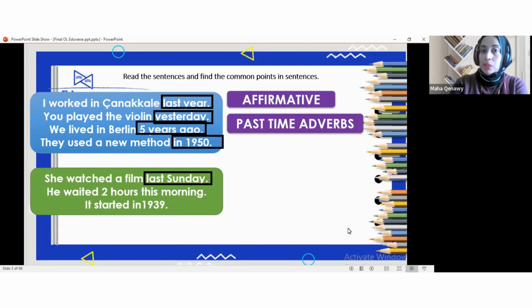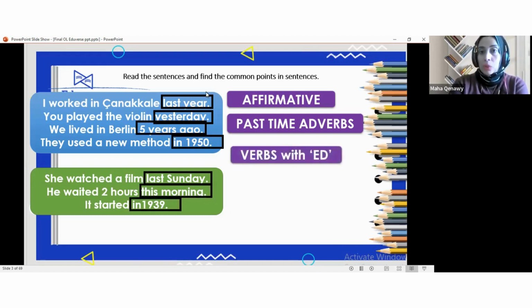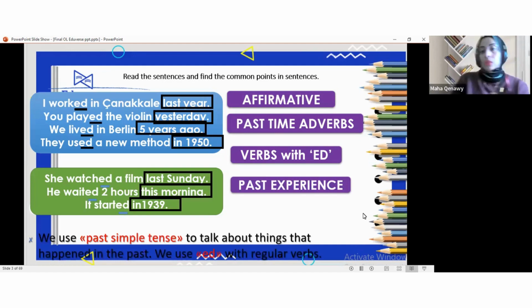These are examples of affirmative sentences of the past simple tense, which contain some past time adverbs or expressions or keywords. The keywords or time expressions are last year, yesterday, years ago, in any date in the past. Remember to add ed to the verb if it's affirmative, if it doesn't have not, which describes a past experience of yours.